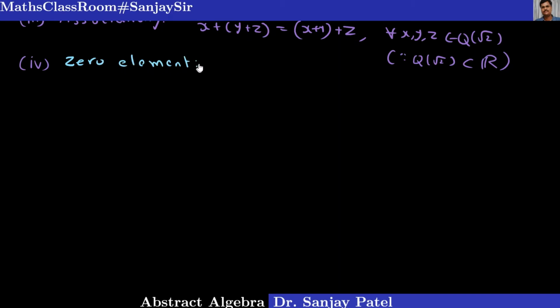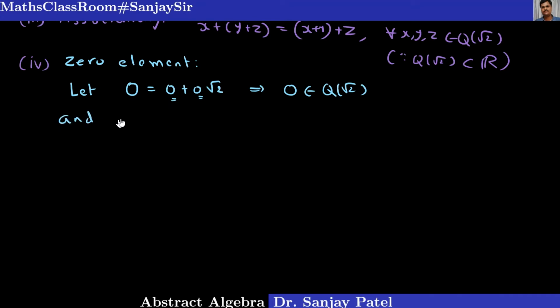We have to find some element in the set Q(root 2) for which x plus that element is equal to x. So if I define, say, 0 (this 0 is not the real number, it's just a symbol) and we define this as 0 plus 0 root 2, then this 0 belongs to Q(root 2), because 0 is a rational number, so both a and b are rationals here. So this belongs to Q(root 2).